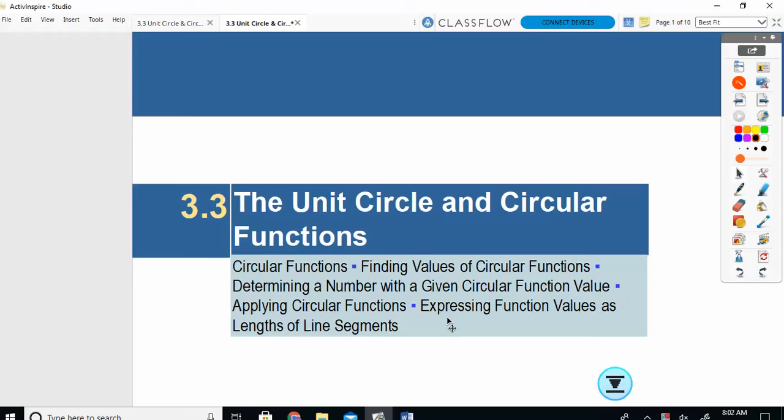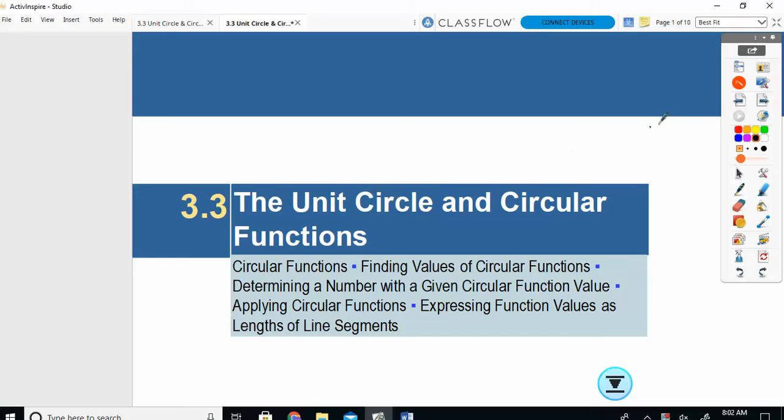More of what we've already done. We are going to talk about that unit circle again. We've looked at it once, but that was last week. So we're going to talk about this a little bit more.